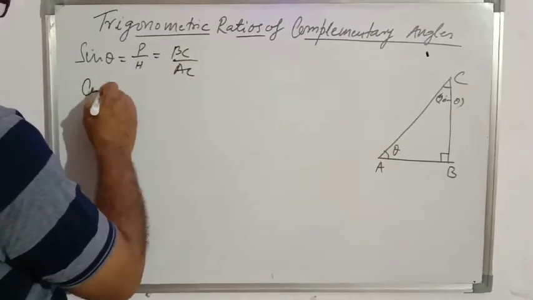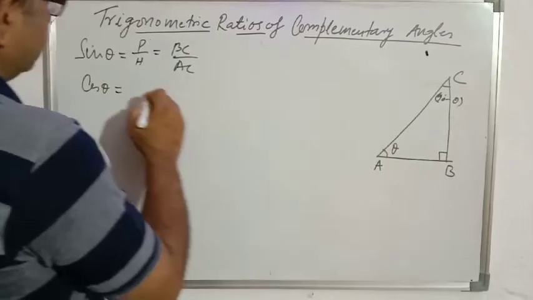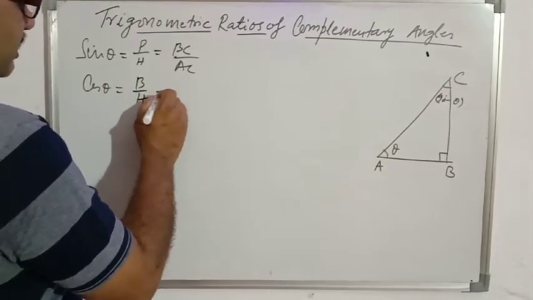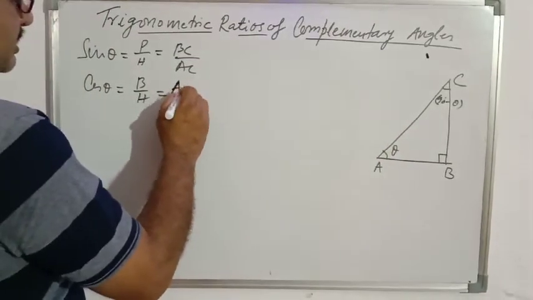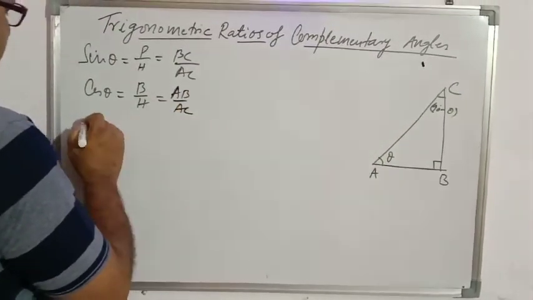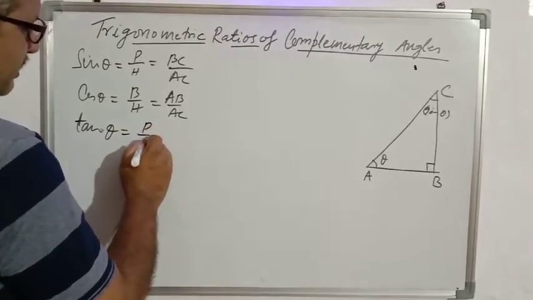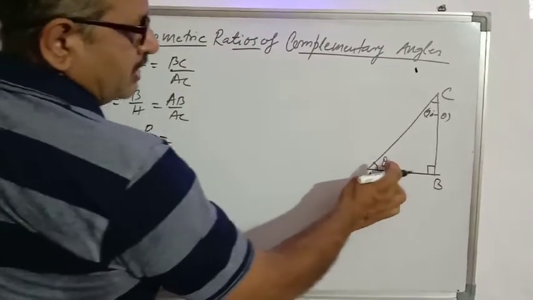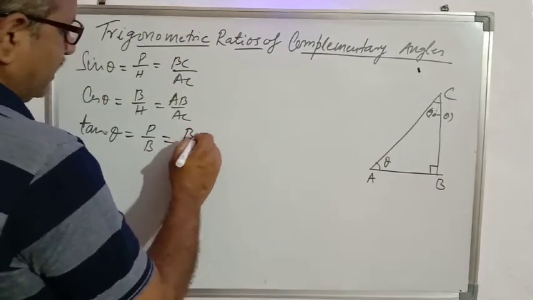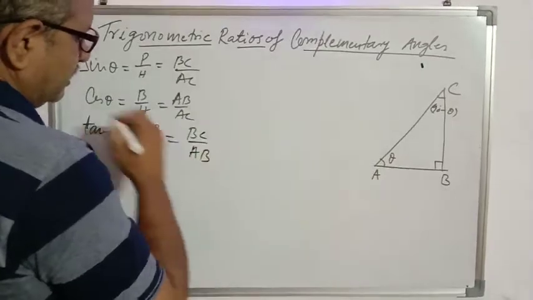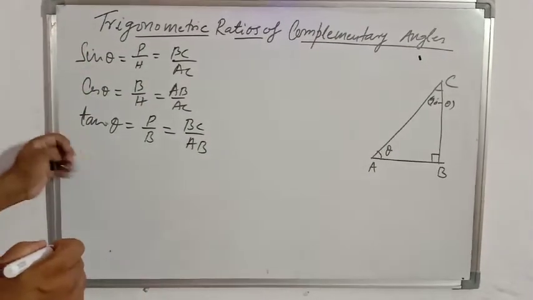What will be cos theta? Cos theta is base upon hypotenuse. Base is AB, hypotenuse is AC. AB by AC. What will be tan theta? Tan theta is perpendicular by base. Perpendicular is BC, base is AB. We will write BC by AB. So these are sin theta, cos theta, tan theta.